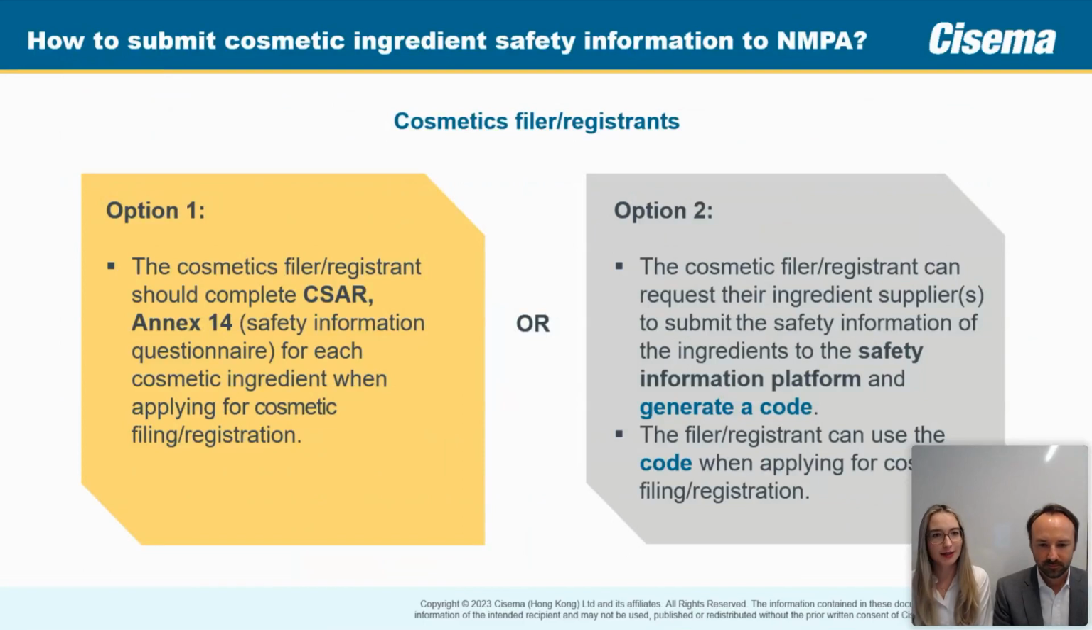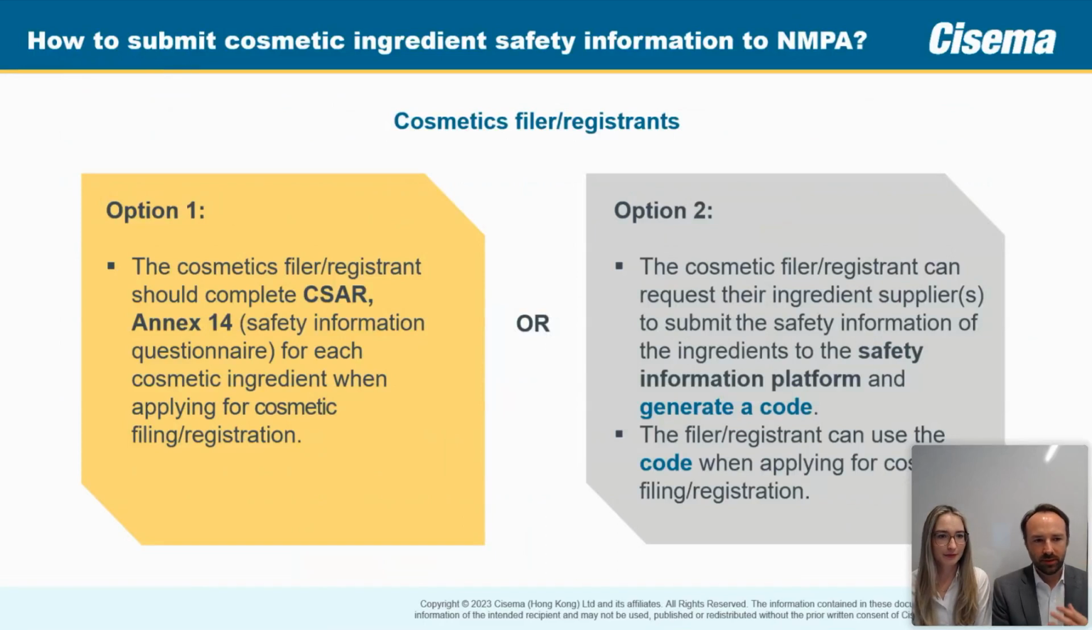On the other hand, there's another option. If the ingredient manufacturer or supplier doesn't feel comfortable with that, he can also open an account on the platform and submit all this information himself and create a cosmetic ingredient code. Then this code can just be passed on to the cosmetic company, who then uses this code for its filing or registration of their finished cosmetics. So these are the two options that you have.